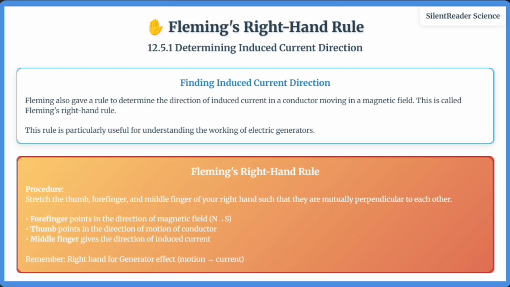According to Fleming's right-hand rule, stretch the thumb, forefinger, and middle finger of your right hand such that they are mutually perpendicular to each other. The forefinger points in the direction of magnetic field, from north to south, the thumb points in the direction of motion of the conductor, and the middle finger gives the direction of induced current. Remember, use your right hand for generator effect, where motion produces current. This rule helps us determine the direction of current induced in a conductor when it moves through a magnetic field, which is fundamental to understanding how generators work.